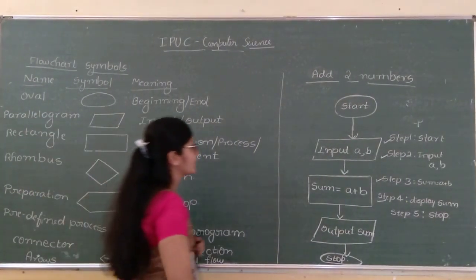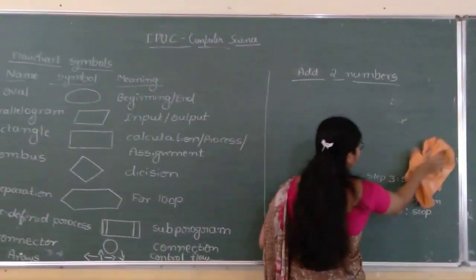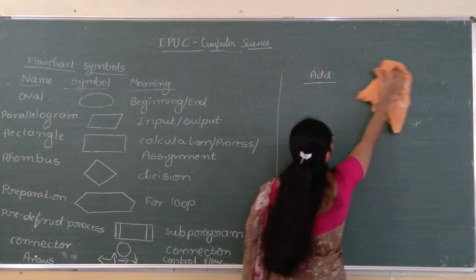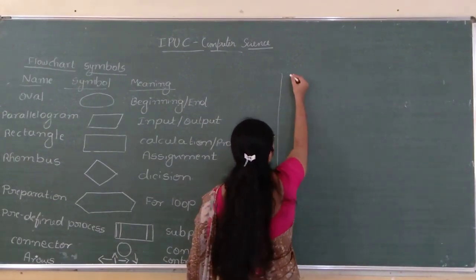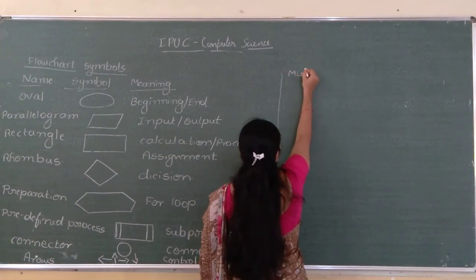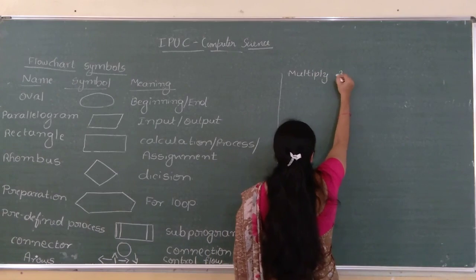Okay, next, we shall draw a flow chart to multiply three numbers.